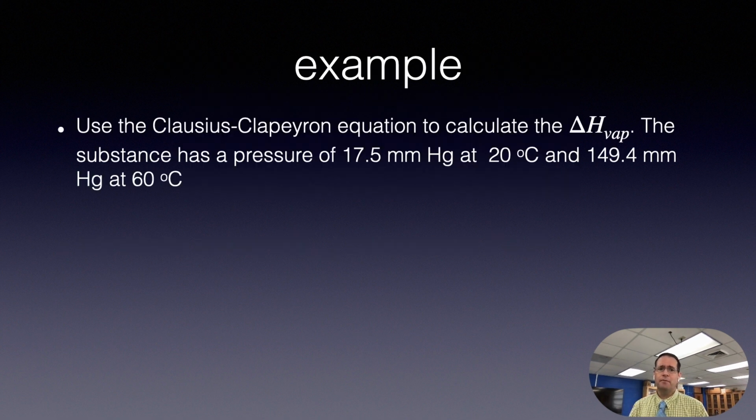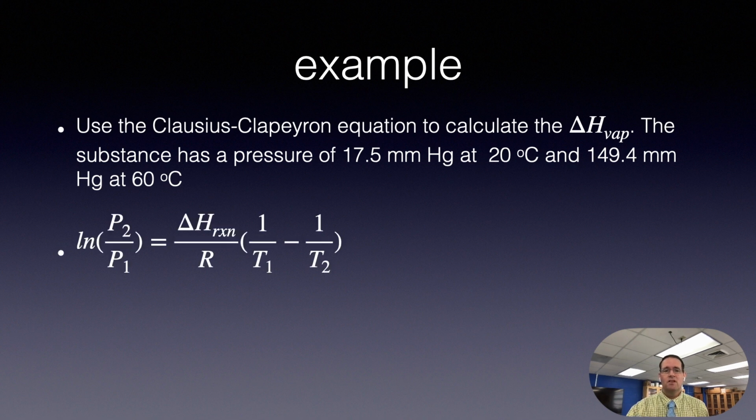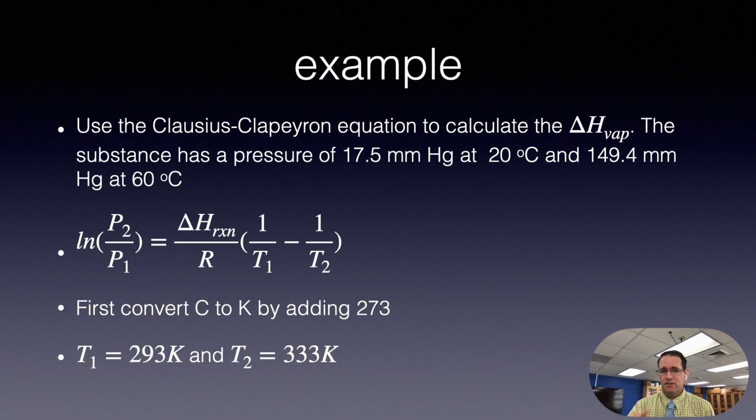Let's look at our first example. We want to use the Clausius-Clapeyron equation to calculate the heat of vaporization. And let's say the substance has a pressure of 17.5 millimeters of mercury at 20 C, that's around room temperature, and it has a higher vapor pressure of 149.4 millimeters of mercury at 60 degrees Celsius. So, of course, we want to write down our Clausius-Clapeyron equation, but first, be careful.